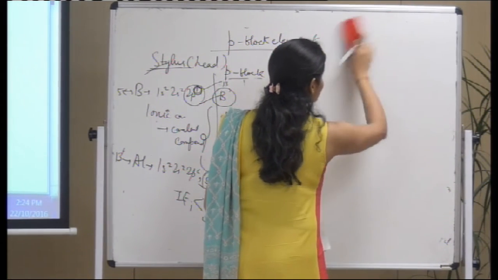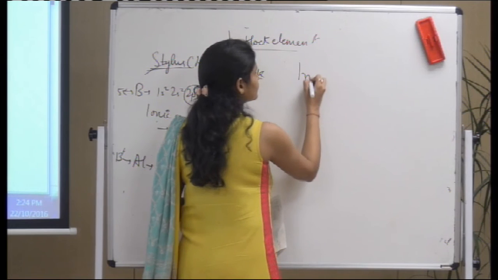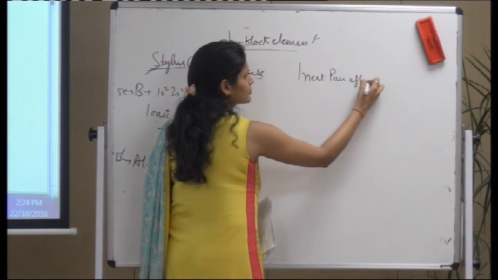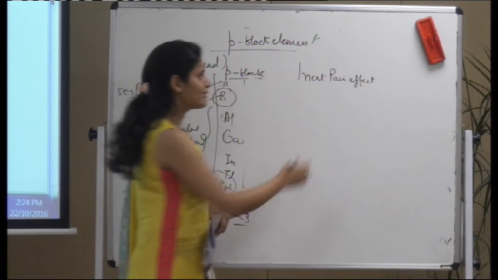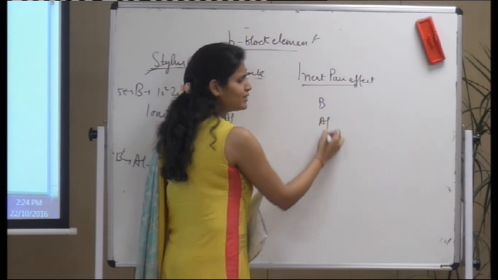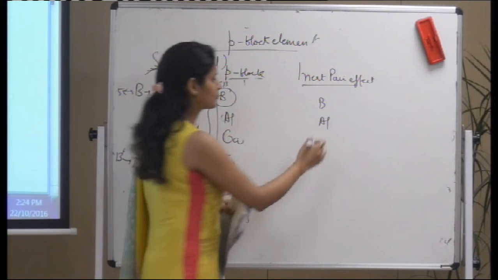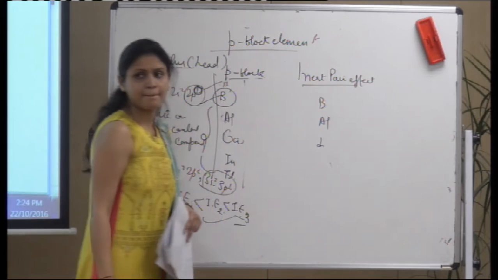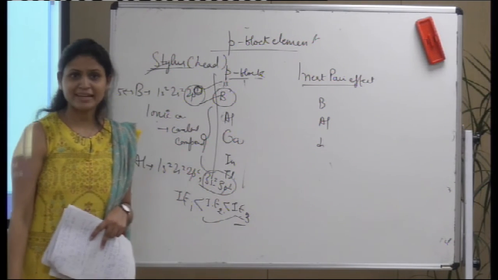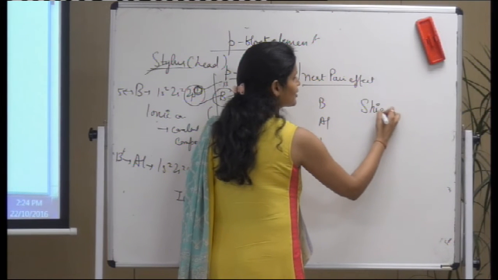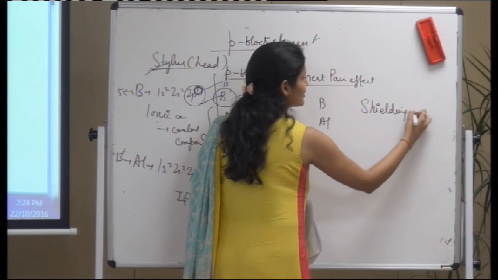Why does the inert pair effect occur? Why is this effect not applicable to boron or aluminium or any other element? Any idea? Have you heard about shielding of electrons? What is shielding of electrons?